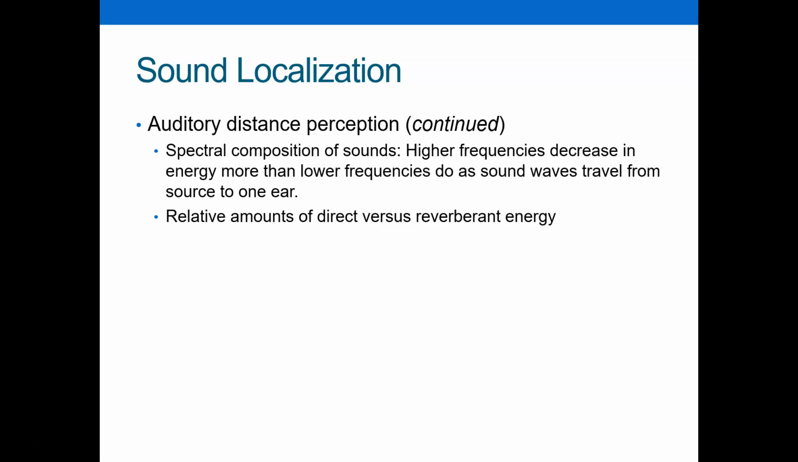So intensity is one thing that we can use to judge how far away something is, but it's not perfect. The other big thing that we can do is we can look at the spectral composition of sounds. Because of some of the properties of the head and because of the properties of air, what we do tend to find is that higher frequencies will tend to decrease in energy more than lower frequencies do as sound waves travel from the sound source to the ear. So that's another thing that we can use to help us figure that out.